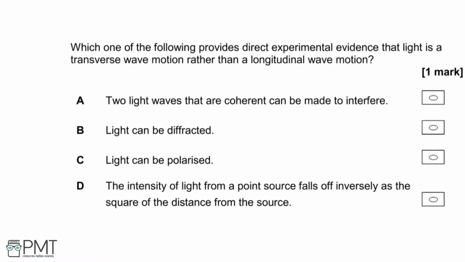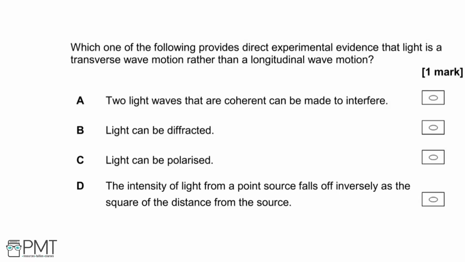Which one of the following provides direct experimental evidence that light is a transverse wave motion rather than a longitudinal wave motion? Now we've got 4 options here, one of which distinguishes light as only a transverse wave motion and almost confirms that it's not a longitudinal motion. So let's go through each of these and see why they might be right or wrong.